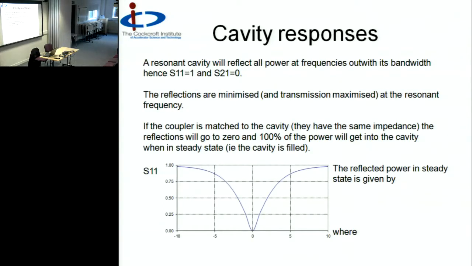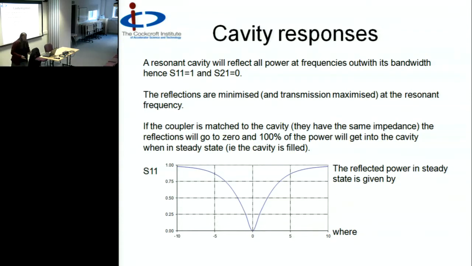So this is S11 of a cavity. S11 looks like this. Typically, this is what we call a matched system, where the reflections go to 0 at resonance. If you are off resonance, you get 100% reflection. All the power that comes into the cavity gets reflected back out of it, so none of the power gets into the cavity. As you move the frequency closer to the resonant frequency, the amount reflected goes down, and the amount that goes into the cavity goes up, until you get to this point here, resonance, in which case you get no reflected signal.